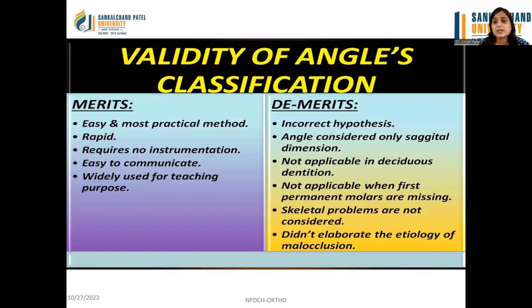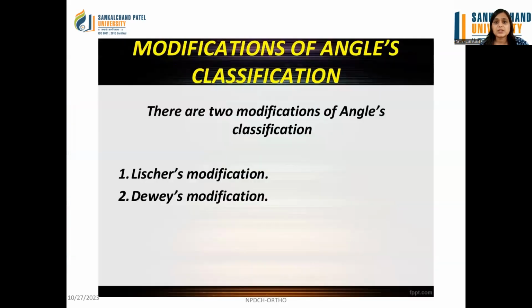But what are the disadvantages? It is based on an incorrect hypothesis. It only measures the sagittal dimension. It is not applicable to deciduous teeth. This classification doesn't discuss anything about the soft tissue. Even the skeletal problems are not considered. And whenever the first molar is missing, this classification cannot be applied. These are all the limitations of this classification.